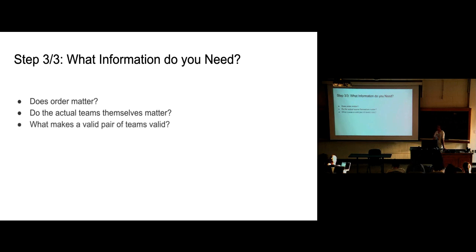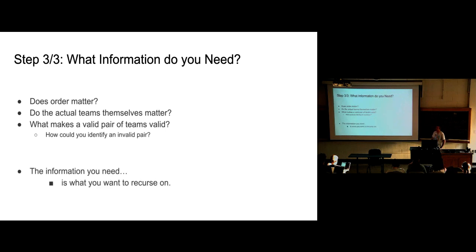What makes a valid pair of teams valid? And what makes an invalid pair invalid? What information would you have to keep track of in order to identify a partial solution that's invalid? That's the information that is important. And maybe some other stuff too. But think about the bare minimum of what you can get by with.